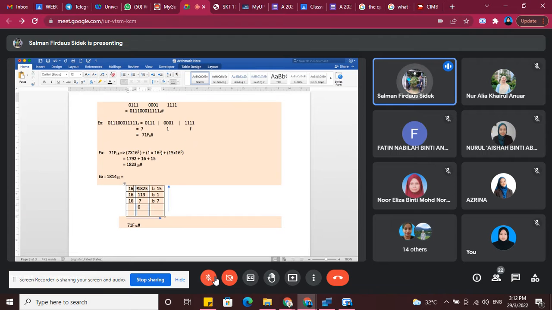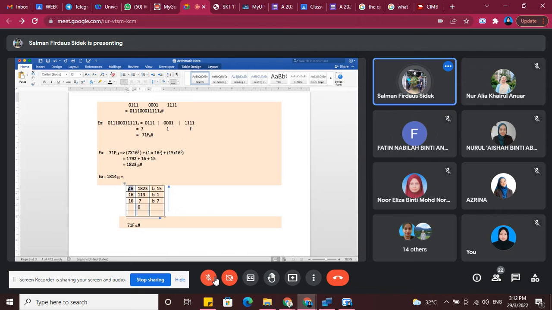Sebab kalau 16 ni termasuk A sampai F, awak takkan dapat 113. Sebab awak kena bahagi lebih daripada 16 yang biasa, betul tak? Awak kena bagi dengan 0, 1, 2, 3, 4, 5, 6, 7, 8, 9, A, B, C, D, E, F, 10, 11, 12, 13, 14, 15, 16. Sebanyak itu awak kena bahagi. Betul tak?